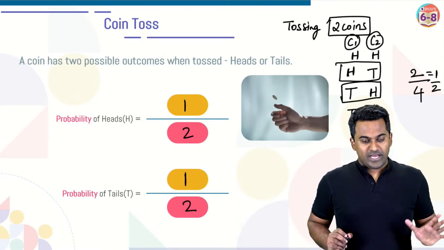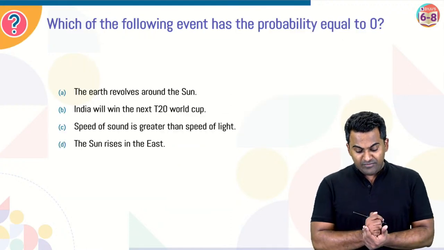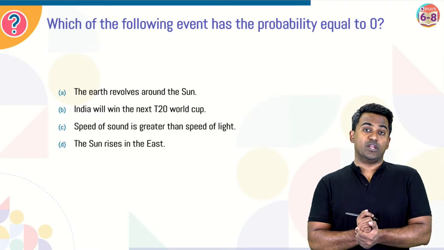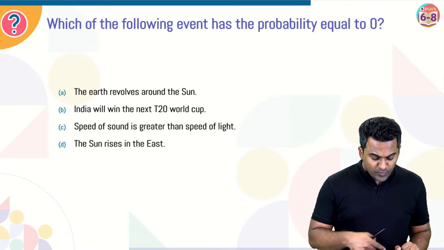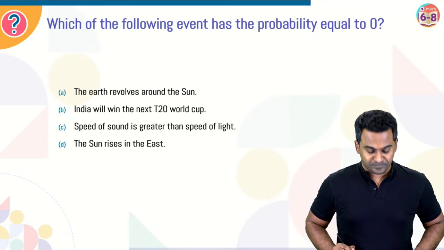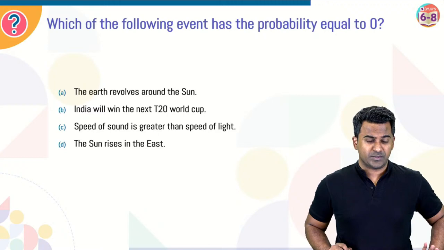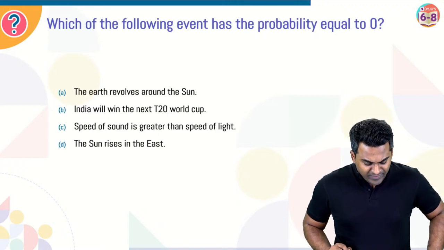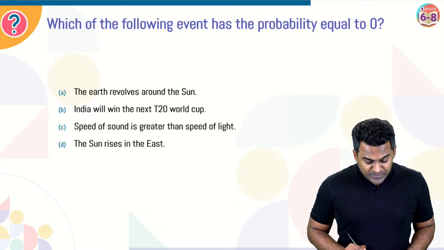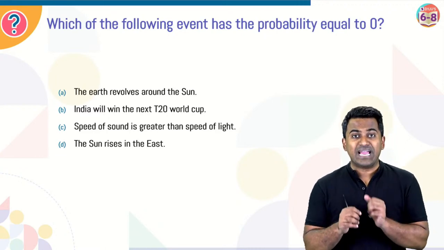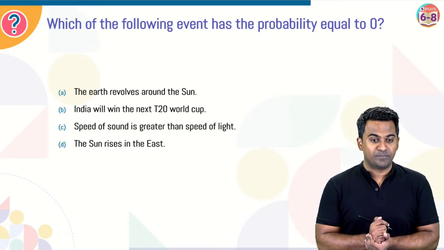Very good. Come on, let's move on now. These questions, you will answer. Which of the following events has a probability equal to 0? Which means, which is impossible. So out of these 4, which is impossible? Earth revolving round the sun, is it impossible? India winning the next T20 World Cup, is this impossible? The speed of sound greater than the speed of light, is this impossible? Or the sun rising in the east?